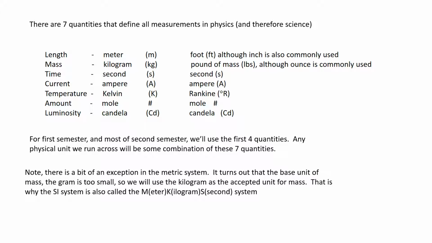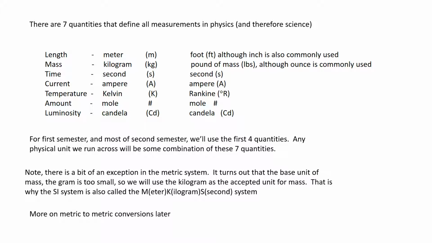Now, be fully aware there's a little bit of an exception we use in the metric system. It turns out that the base unit of mass, the gram, is too small, so we adopt the kilogram as the base unit, even though gram is the base unit. That's sometimes why the SI system is called the MKS system, that stands for mass, kilogram, and second. That's wrong. Sorry, it's not mass, kilogram, and second system. It's meter, kilogram, and second system.